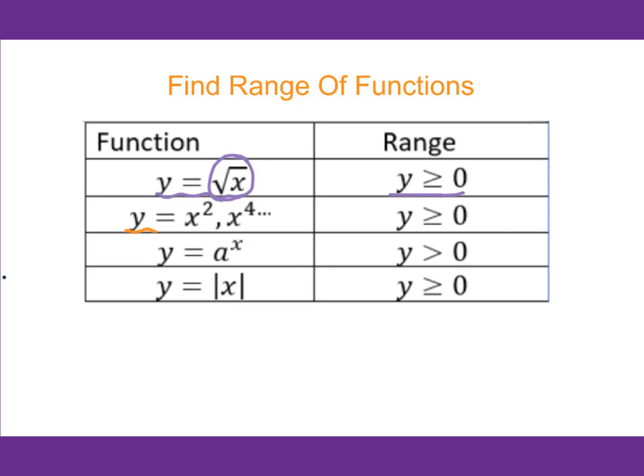For x to the even power functions, you see x squared, x to the fourth, that means y is greater than or equal to 0. When you see an exponential function, then we know y is greater than 0. For absolute value functions, y is greater than or equal to 0.